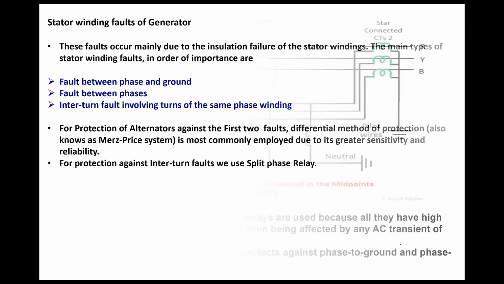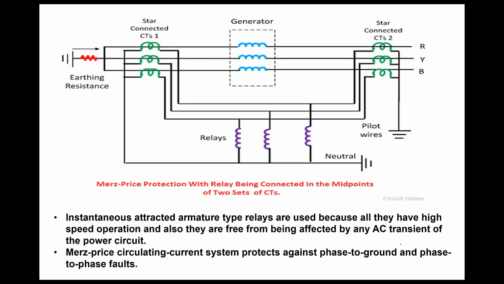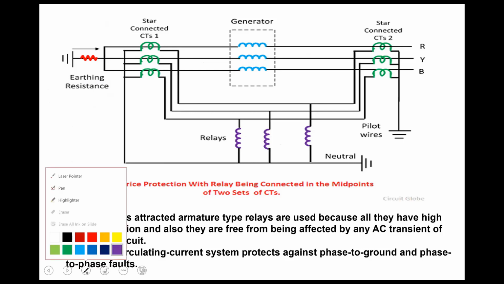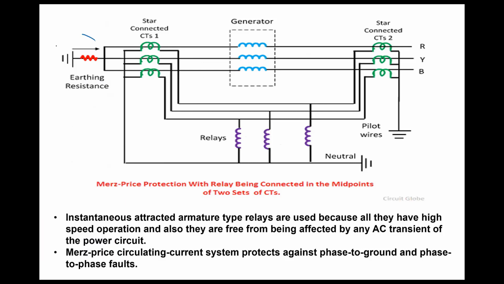Okay. So this is how the current differential scheme works for the generator. If you can observe, the generator is star connected and its neutral point is grounded with a resistance. Understand? So to protect the generator winding, we will connect 6 CTs in this form.